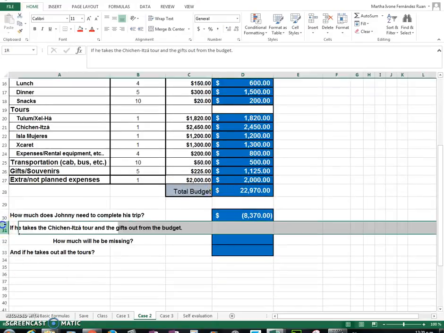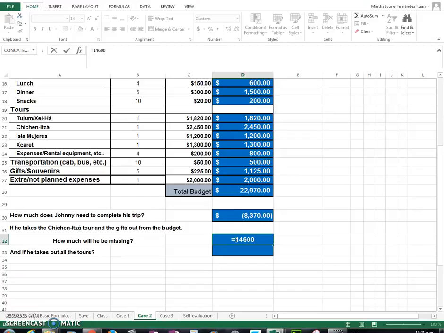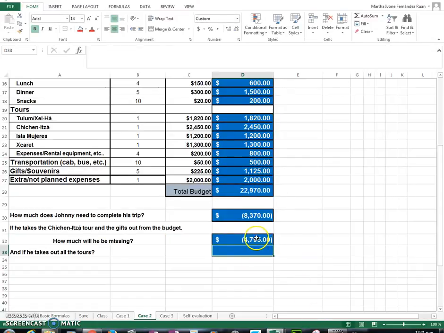But what if he takes out the Chichen Itza tour from the budget? How much will he be missing? So in order to get that, we need to subtract several things. For example, he has 14,600 pesos minus the total expenses, but we are taking out the Chichen Itza trip and the gifts. The gift is 26, right? Yes. So now he needs less money, but still he cannot go.